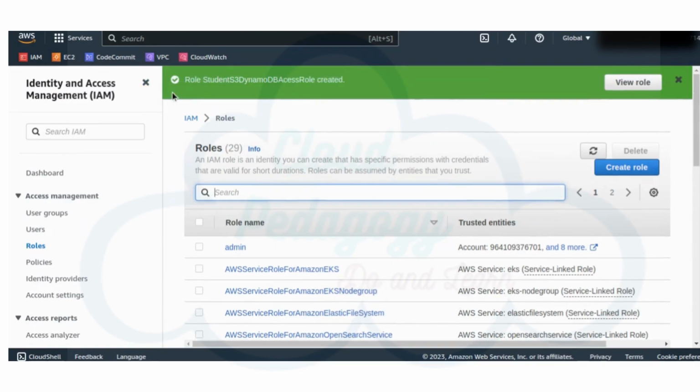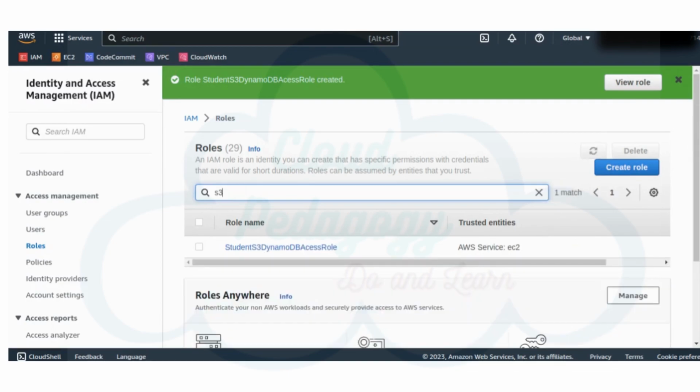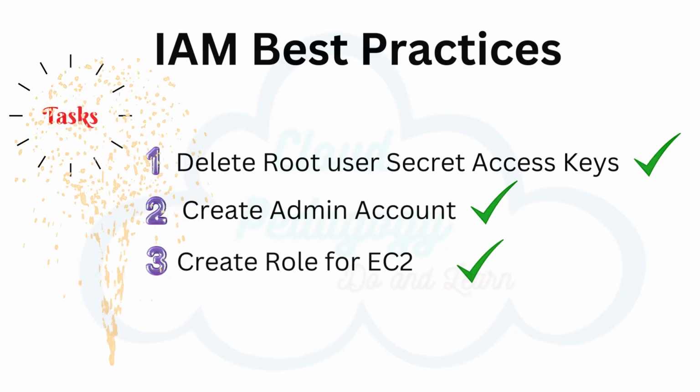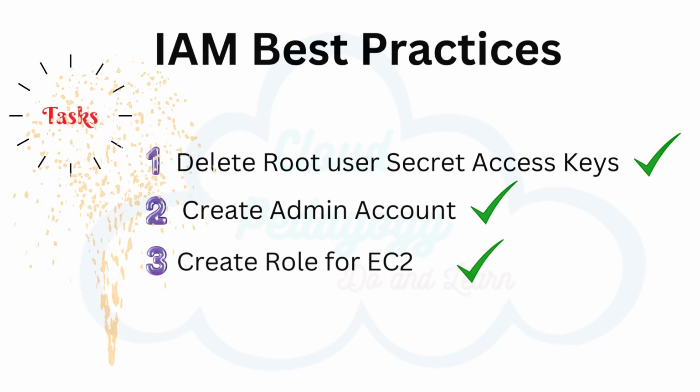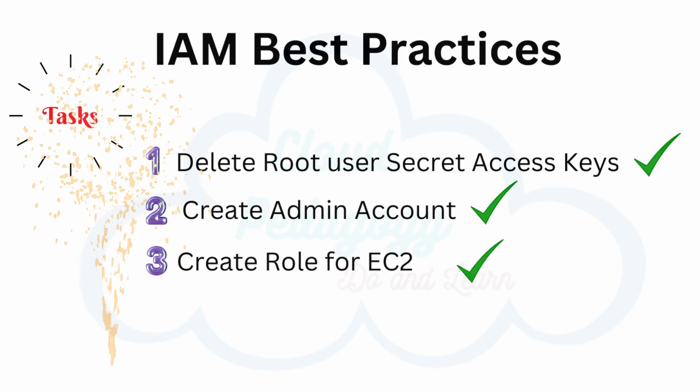You can see the banner that the role is successfully created. In the roles search bar, search for your role name. Your role name is listed below. Congratulations, you have created a role for your application as well. So the authorization process is successfully completed.